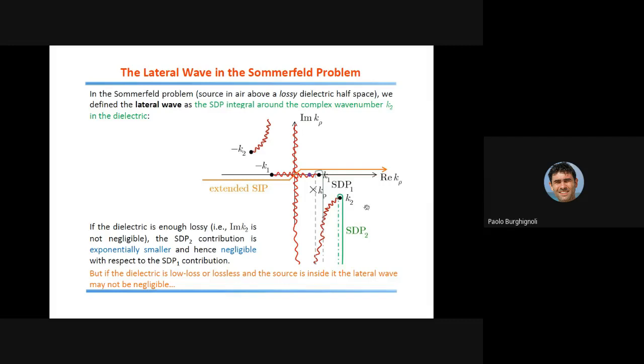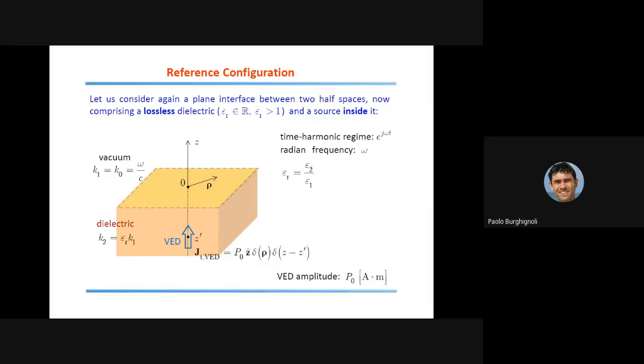However, if you exchange the role of the two media, so now you have your source inside the denser medium, and if the dielectric is low loss or even lossless, then it is possible that the lateral wave becomes non-negligible. And this is what we'll now study in detail, considering this vertical dipole source again at vertical abscissa z prime, placed now inside the dielectric having relative permittivity epsilon r. This is the lower medium, whereas in the upper half space we have vacuum.